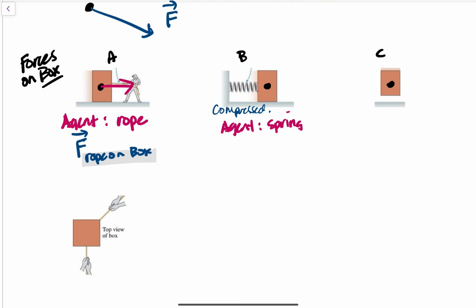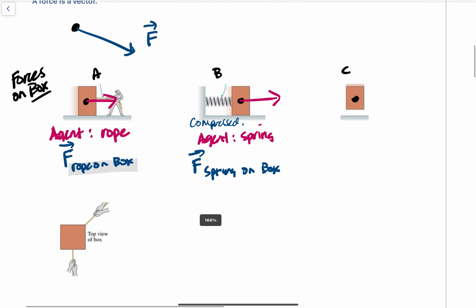And if we have compressed the spring, it is going to be pushing the same direction that we had for A, right? The spring is going to want to go back to its equilibrium position. It's going to want to decompress, if you will. And so that force is going to go toward the right. So I could write this one: this is the force of the spring on the box, again using that agent and object notation.